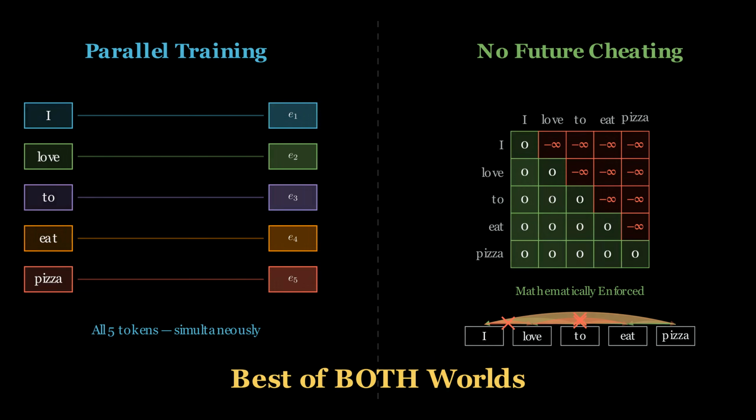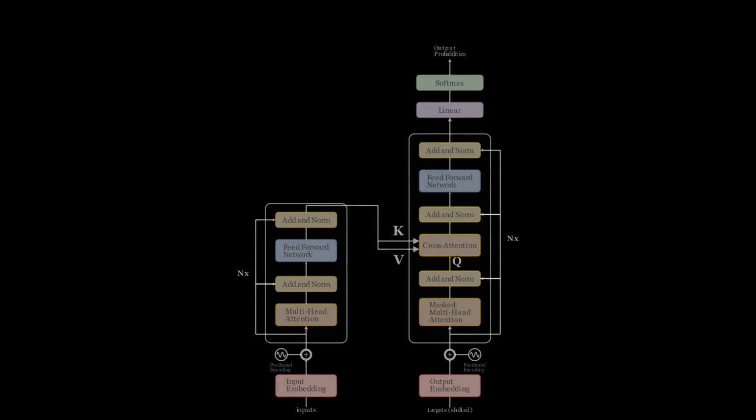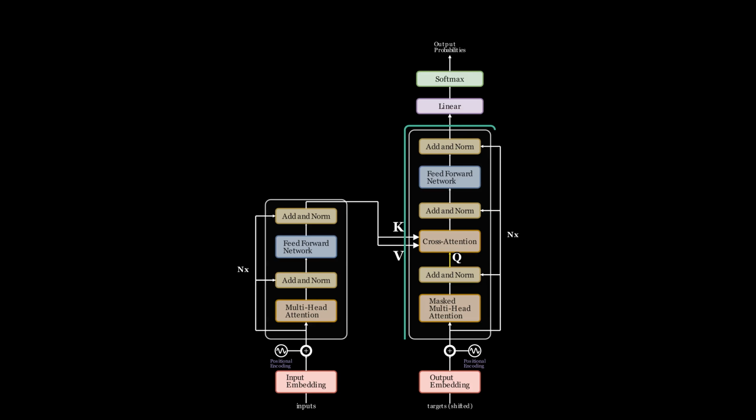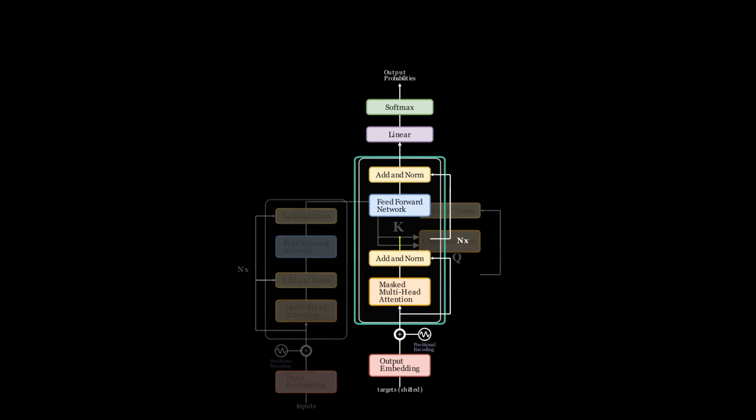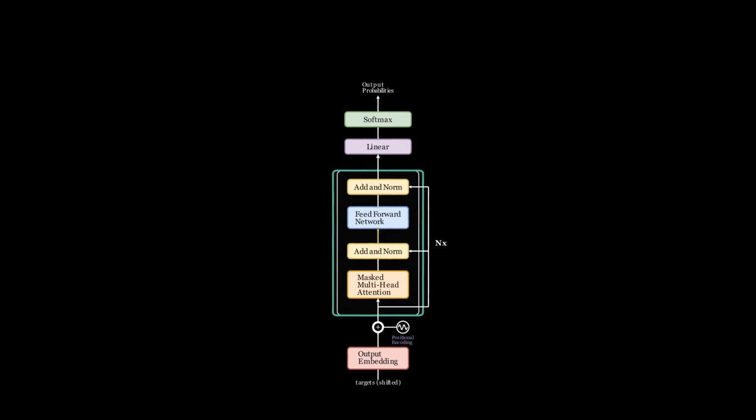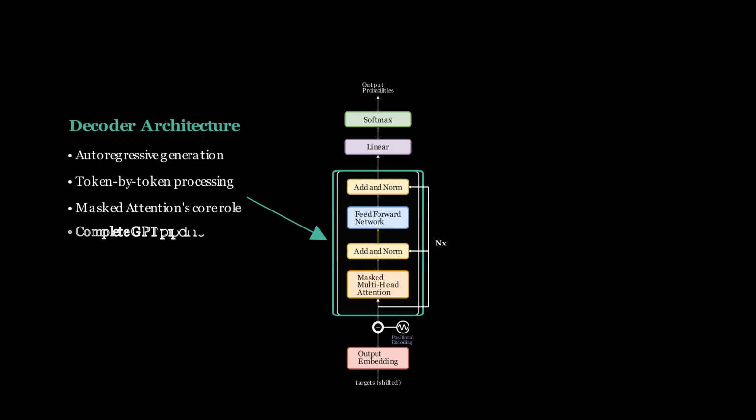Next video, we're tackling the one question this series has been building up to. How does a decoder actually go from a prompt to a full sentence, word by word? Next video, decoder architecture, start to finish. And see how masked attention fits into the full text generation pipeline. Next up, we scale it all to a complete GPT pipeline.